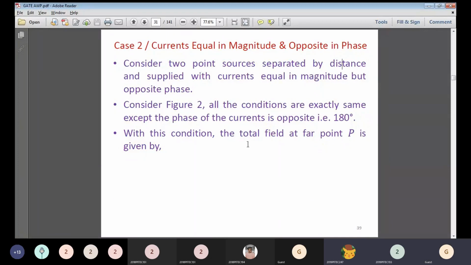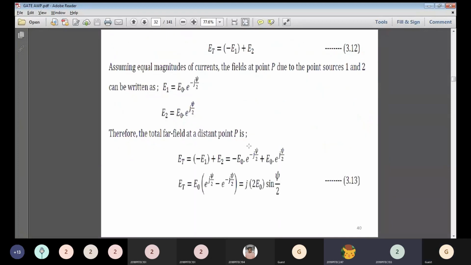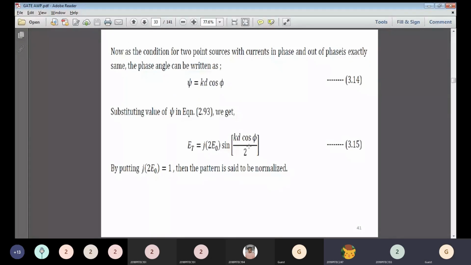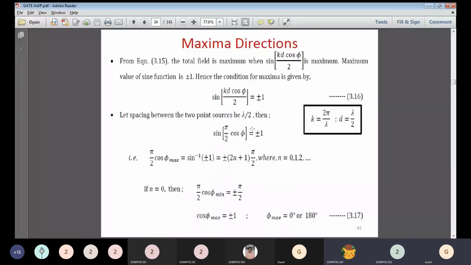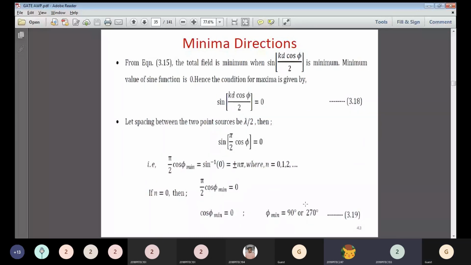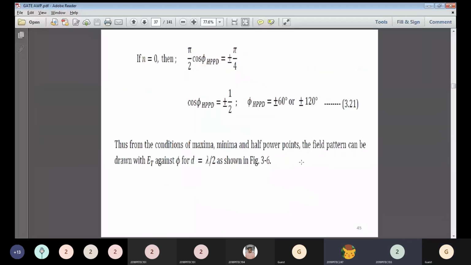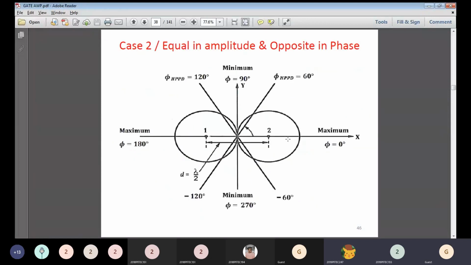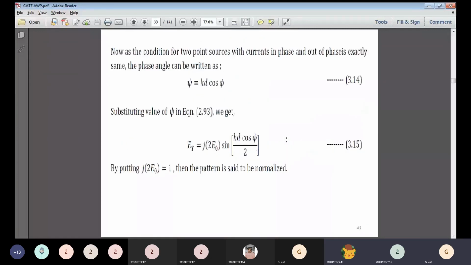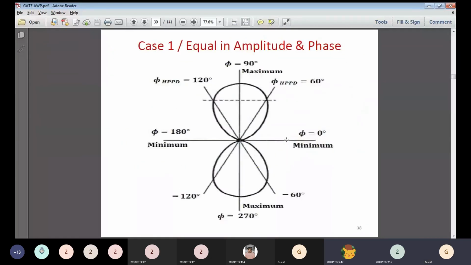In this case also we are going to get the ET value. From ET and psi, by applying them, you are going to get the maximum at 0 and 180, the minimum at 90 and 270, and the half power points at the same 60 and 120. Based upon this you are going to get this type of radiation pattern, the total field pattern of the end-fire array. The one we saw earlier with equal current and same phase is called the broadside array pattern.